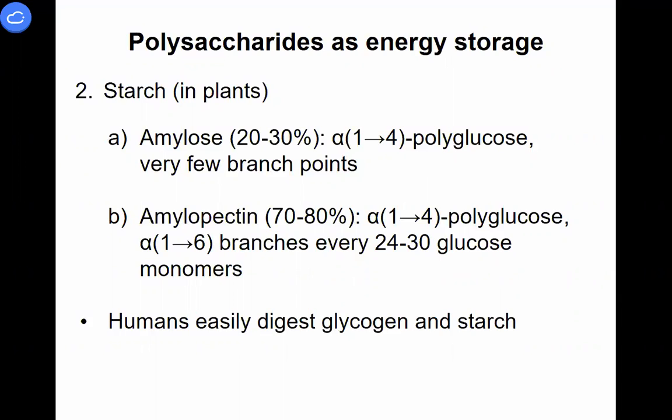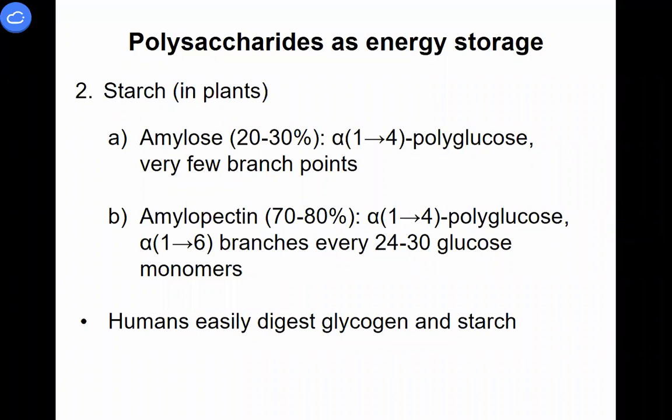But most of starch is amylopectin, which also is alpha-1,4 polyglucose, but has some branches. And it's a little less organized than the animal ones, but about every 24 to 30 glucose monomers, you'll have a branch point. Okay, so it's not as branched as glycogen, but it's the same type of branch. It's the same sort of thing. And plants store these. The plants make starch for the same reason that we make glycogen. It's to take excess sugar and store it away in a form that could be accessed later.